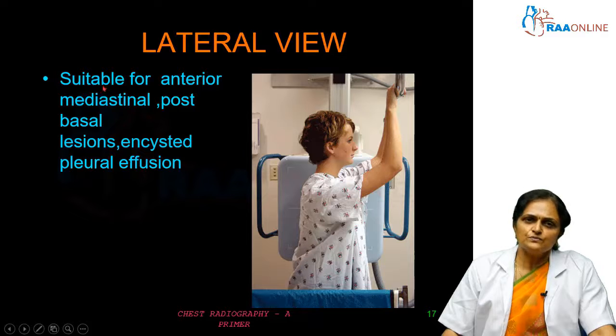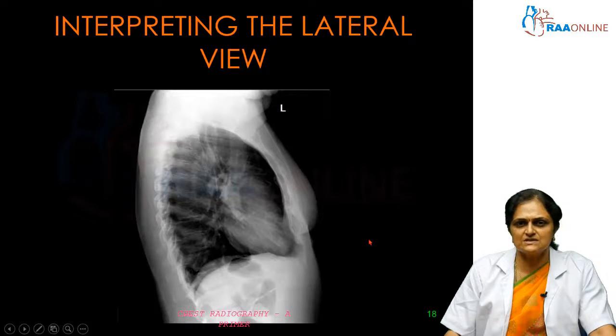So the lateral view is suitable for anterior mediastinal and posterior basal lesions and encysted pleural effusion. In a lateral view, how is it taken? This is the cassette in which the film is placed. The patient is standing with his side to the cassette, and the rays pass from one side of the patient, through the patient, and into the cassette, and that is how the lateral view is taken.